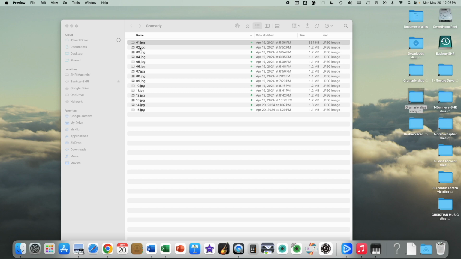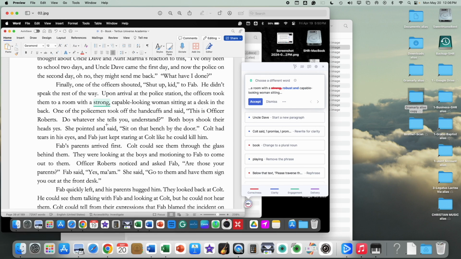This next example here is where finally one of the officers shouted, "Shut up, kid," to Fab. He didn't speak the rest of the way. The kids are in the back of a police car sitting there. Upon arrival at the police station, the officers took them to the room with a strong, capable-looking woman, and Grammarly wanted to change it to a robust and capable-looking woman. I'm not sure that I would describe a woman as robust.